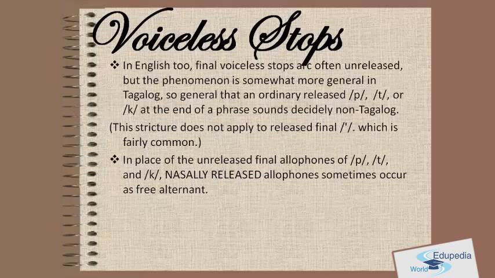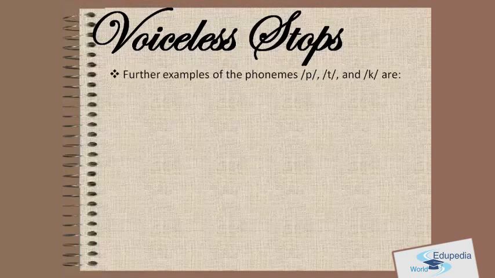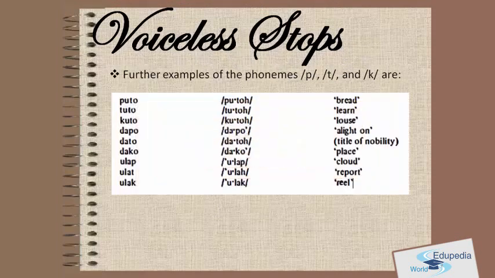In place of the unreleased final allophones of P, T, and K, nasally released allophones sometimes occur as a free alternate. A nasally released stop is one in which, after the complete blockage of the air, the velum is lowered, allowing the air to escape through the nose. Further examples of phonemes with P, T, and K are puto, bread, tuto, learn, kuto, louse, dapo, alight on, dato, title of nobility, dako, place, ulap, cloud, ulat, report, and ulak, reel.